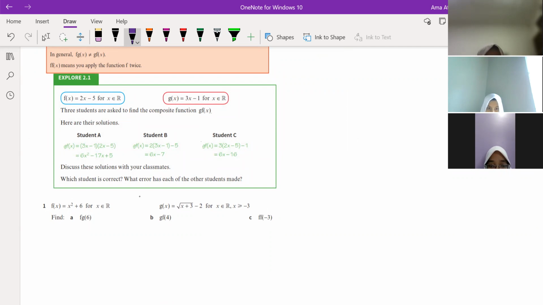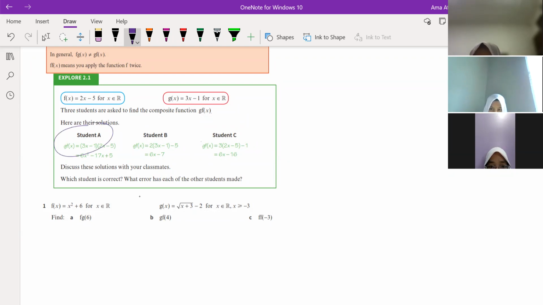Look at student A, then student B, and then student C. Which one is the correct process of finding this? This is what we are going to look at. So take a look at the answer from student A. Student A finds the composition of g of f of x by multiplying the function g, which is 3x minus 1, by f of x, which is 2x minus 5. So student A does multiplying.